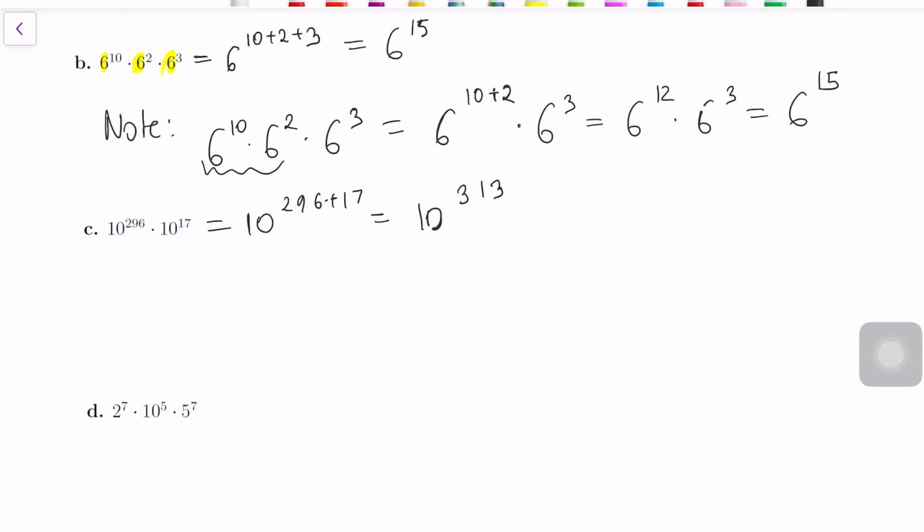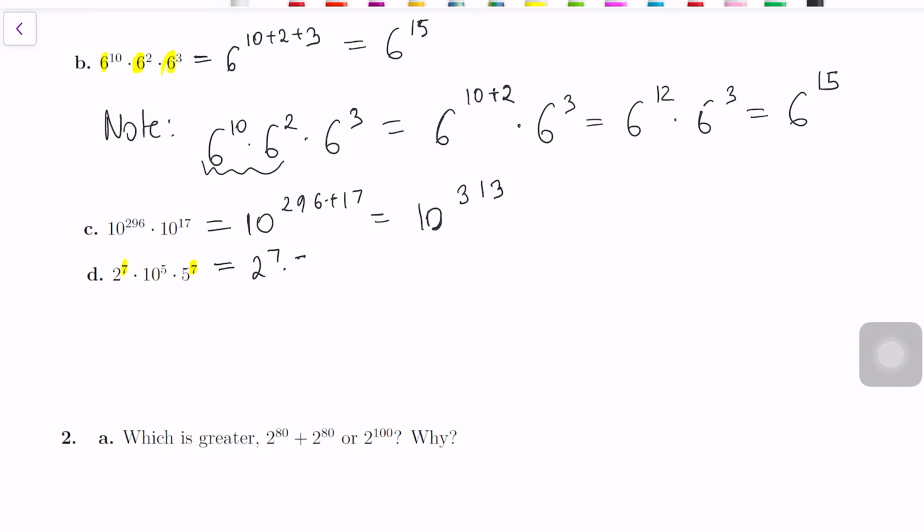And the final one, D. Well, let's be careful here. We do not have base-like expressions. However, we have the same exponent. So what I'm seeing here, what kind of connects those two factors, is the power 7. So let's set them aside. Again, it's not quite similar to the previous example.